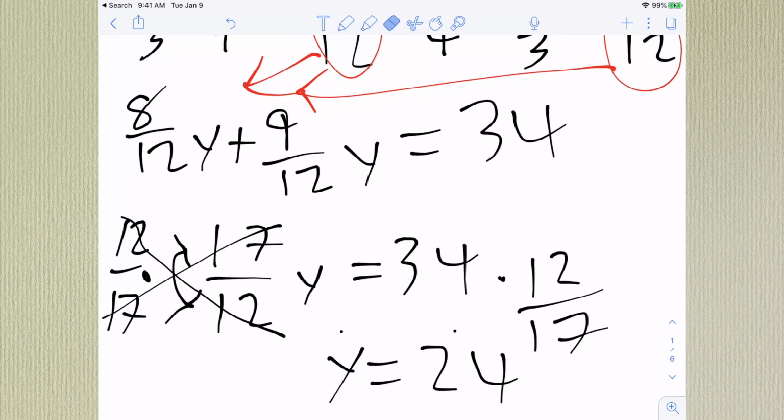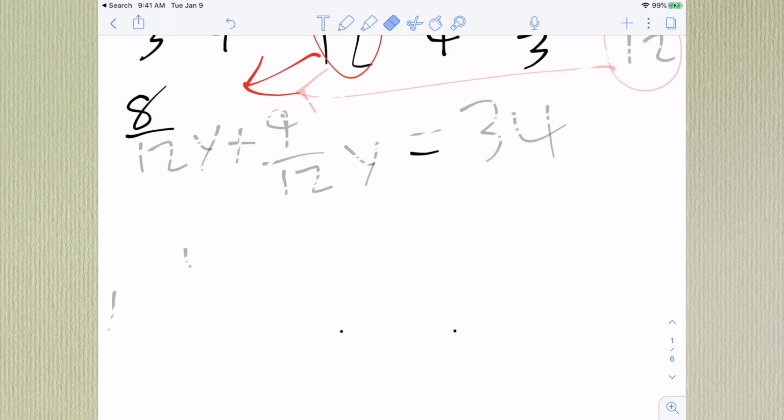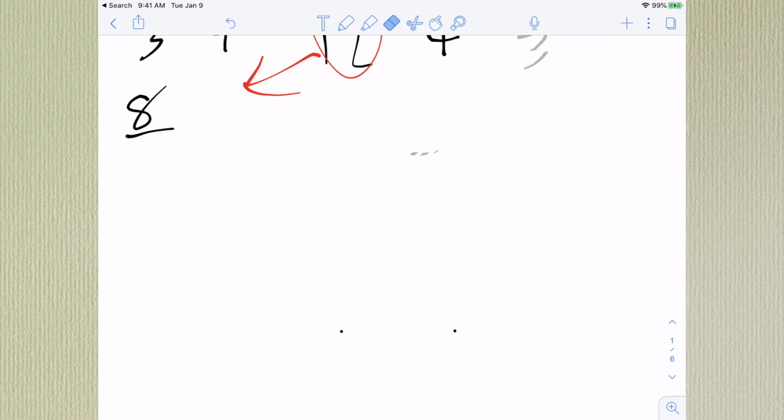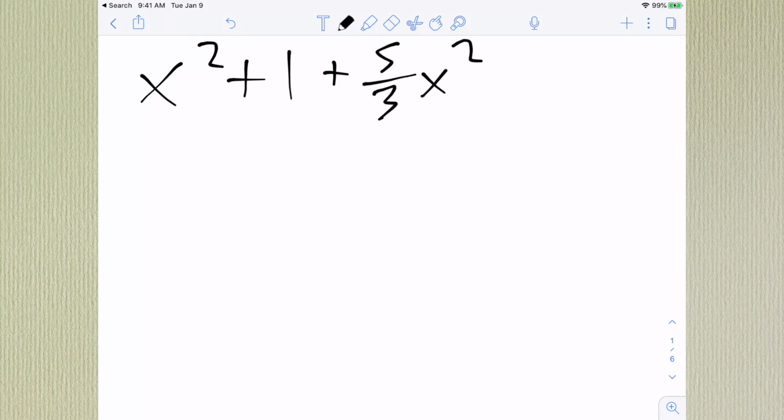Now, here is another equation I'm going to let you try on your own, and then we're just going to finish up with this video. Just let me erase it really quick. Those little dots are really hard to get off. Cool. So, the equation is x squared plus 1 plus 5/3 x squared equals 21. Now, if you think whatever we just went over went over your head a little bit, or you thought it was too difficult, then you can just stay with me and try and solve this one together. If not, then try and solve it on your own.